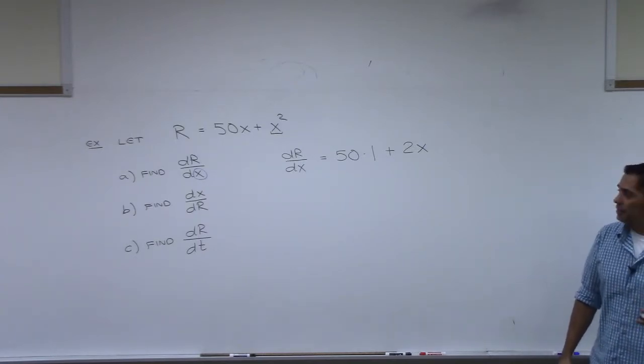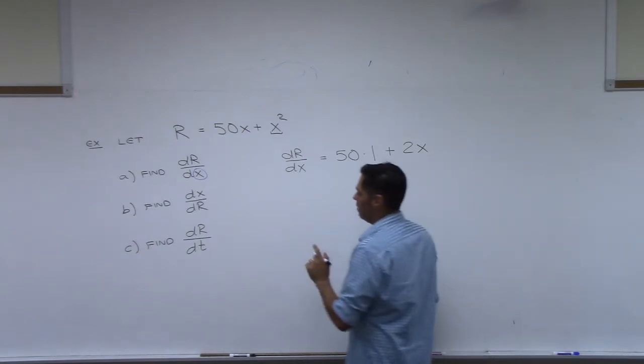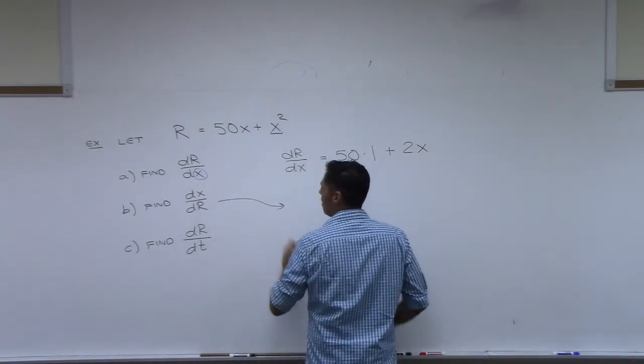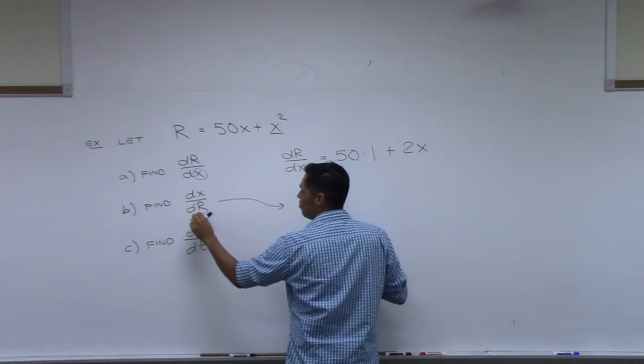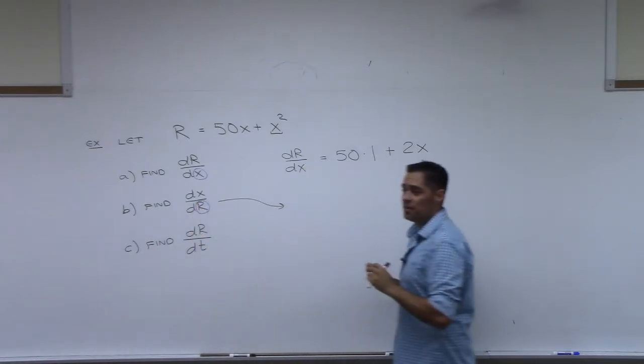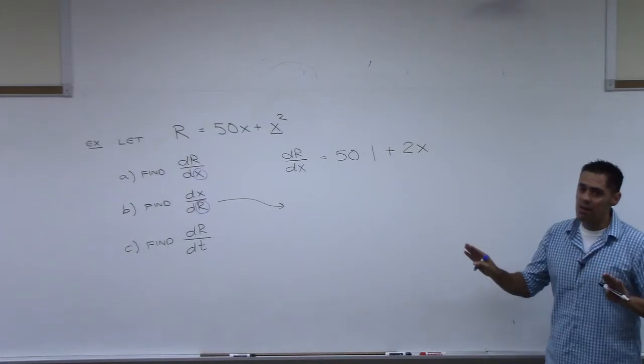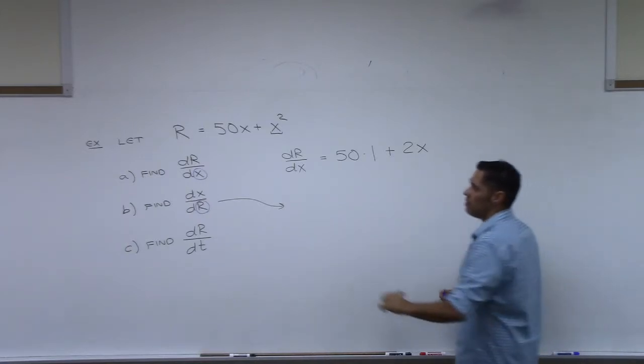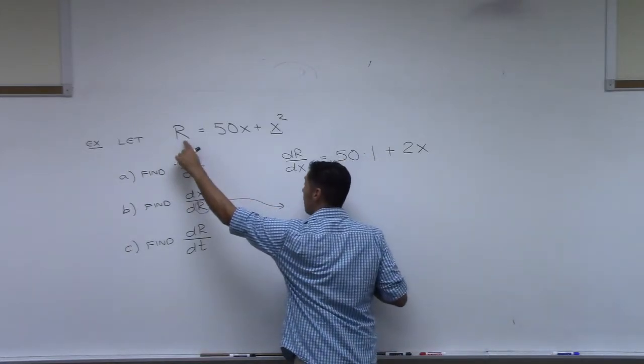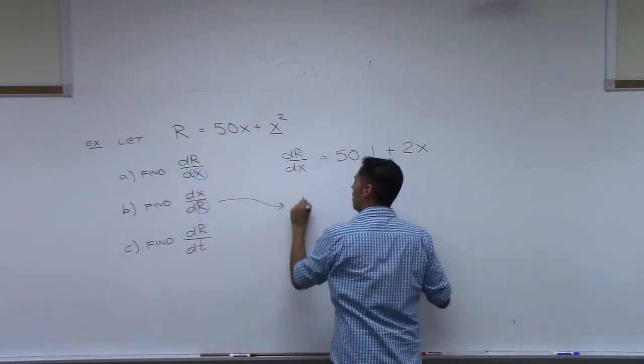Okay? Now, the second one. This time we're differentiating with respect to r. That means if we ever take the derivative of r, it'll be 1. Otherwise, it's not 1, right? So what is the derivative of r with respect to r? 1, I just said that, right?